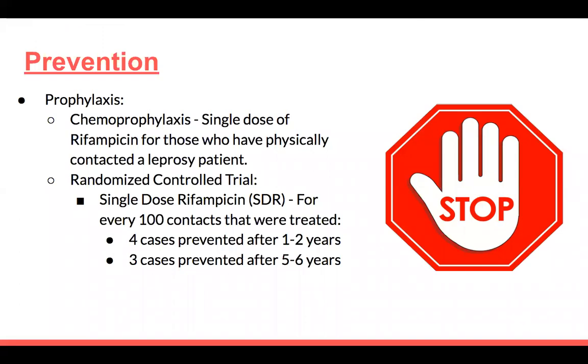At this time, there are no preventative strategies provided by the World Health Organization. However, since the 1990s, there has been research performed on different antibiotics and multi-drug therapies. The Guideline Development Group through the World Health Organization recommends chemoprophylaxis with a single dose of rifampicin as a preventative treatment for anyone who has been in physical contact with a leprosy patient. Programs are also in place to help screen for those who have been in contact with a leprosy patient.